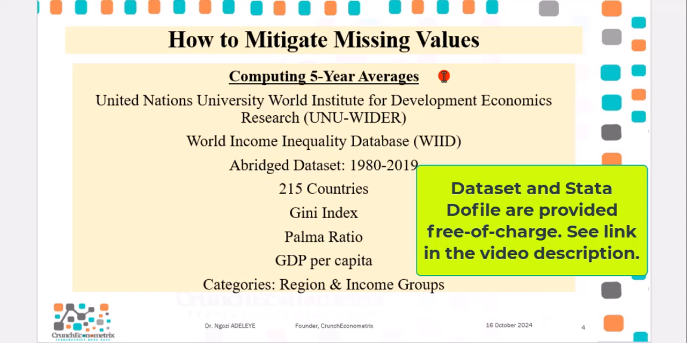Because I'm well aware that inequality data are often problematic with several missing values, I'm using the UniWider dataset for this video. The UniWider dataset on income inequality is from 1950 to 2019, but I am using the abridged dataset, so I have restricted the starting year to 1980. The dataset has a total of 215 countries with several indicators, but I'm restricting this video tutorial to only three indicators: Gini index, PAMA ratio, and GDP per capita.